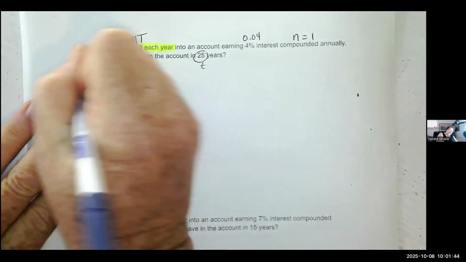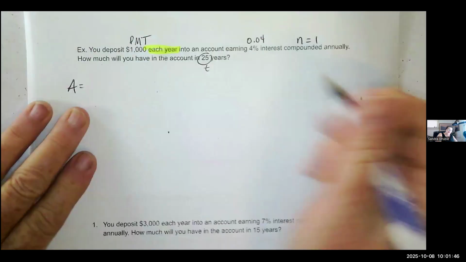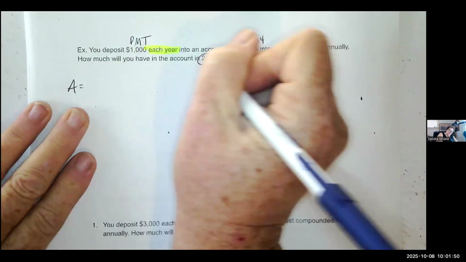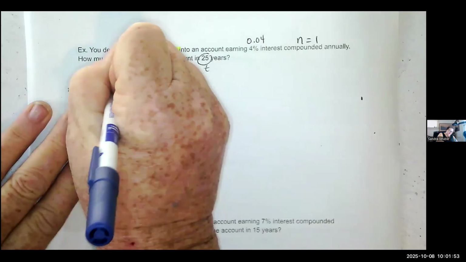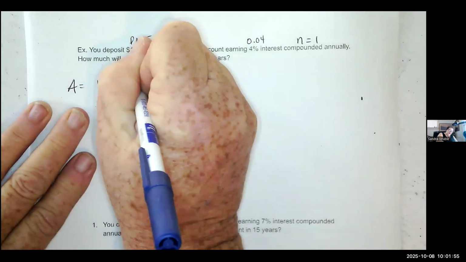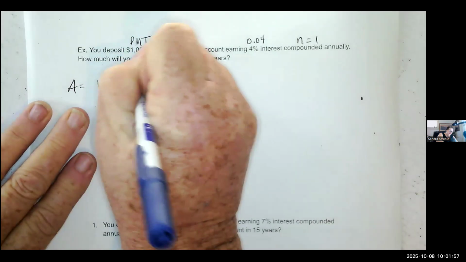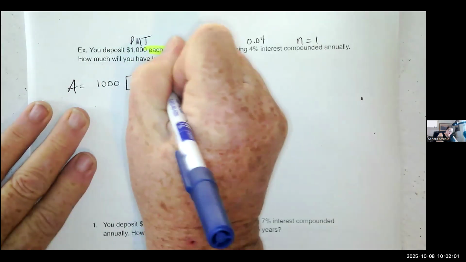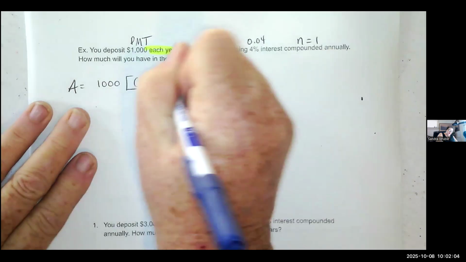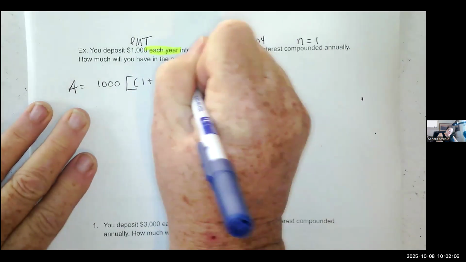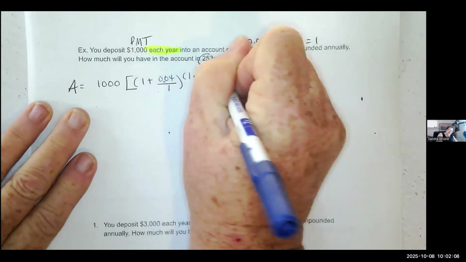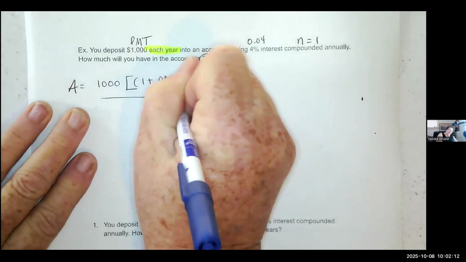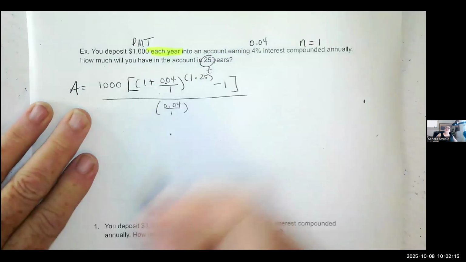So let's set this up. We're looking for how much we want to have in the account at the end, which is our A. Our PMT is 1,000. And then we've got 1 plus the rate, 0.04, over n, raised to the nt, minus 1. All of this is over 0.04 over 1. It's just the same thing reiterated down here.